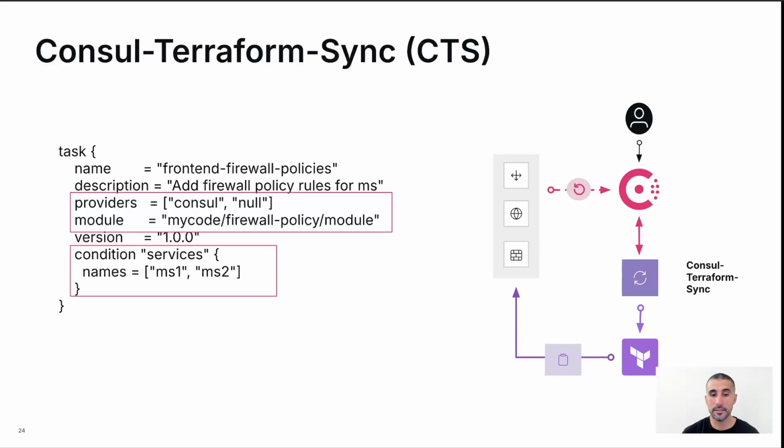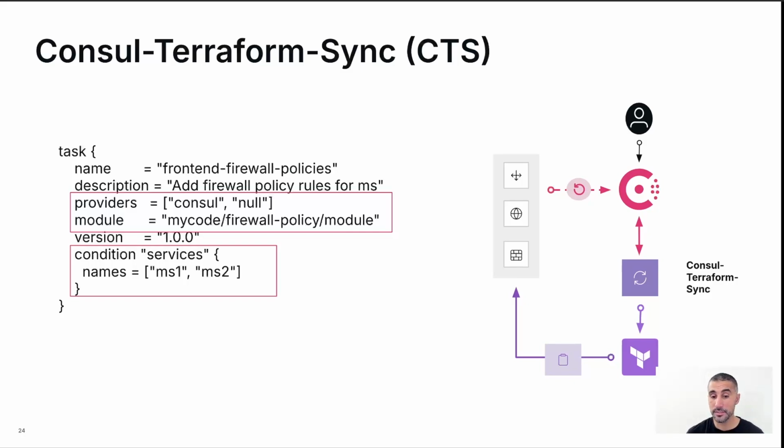And the module is the code, which is about reusability. The code refers to a Terraform module that contains reusable logic to define the firewall policy. This allows reusability, meaning that the same module can be applied to different services without duplicating code. And the third is the condition.